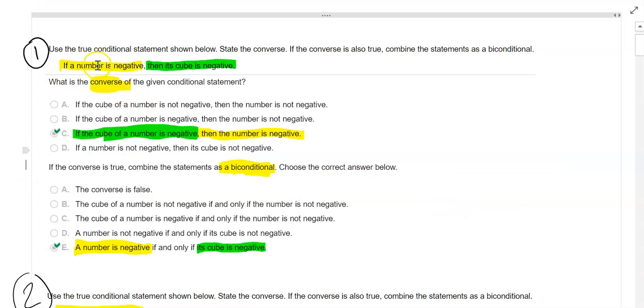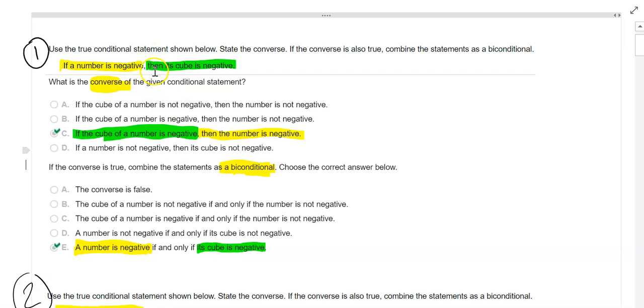So in this first one here, I have if a number is negative, this is our hypothesis, and then the cube is negative, this is our conclusion. So to write the converse, we just switch the order of those things. Now we have if the cube of a number is negative, then the number is negative. So that means the original number we started with. So like if we cube -2, -2 times -2 times -2 gives us -8. So we can't prove these wrong with a counterexample, which allows us to write a biconditional.